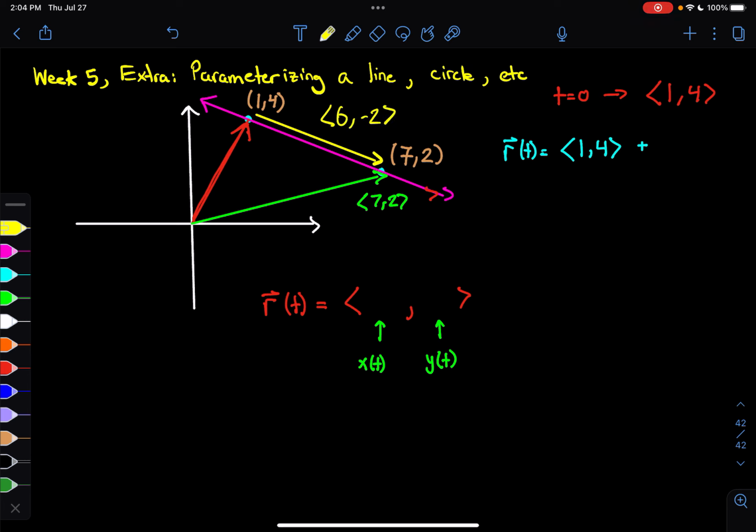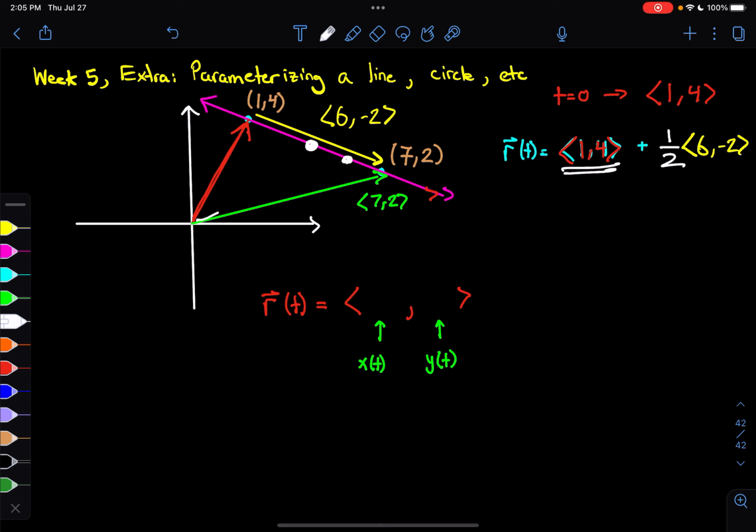Okay? And so what that says is if I take the red vector, so maybe I should have this be red, 1, 4, and I add the yellow vector, 6, negative 2, I'm going to end up at this point, right? But what if I only wanted to end up halfway? What if I only wanted to end up here? Well, then I would take the red vector, but I would add only half of the yellow vector. I'd add half the yellow vector, and it would take me to whatever point is halfway between 1, 4 and 7, 2. And we could do this for any point.